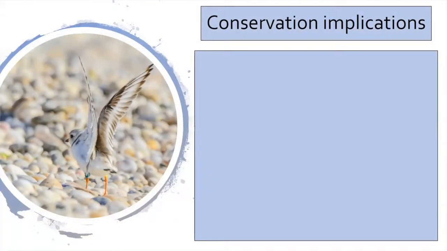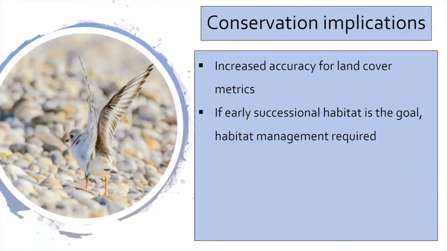Okay, so why does this matter? Why did we do all of this? Well, firstly, I think it's really important to understand the accuracy of deriving land cover metrics from imagery, especially given that we depend so much upon them as ecologists. And if early successional habitat in these areas is the goal of land managers, then habitat management is likely required given those increases in vegetation that we saw through time.